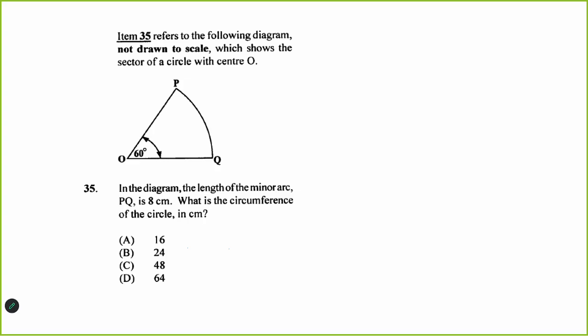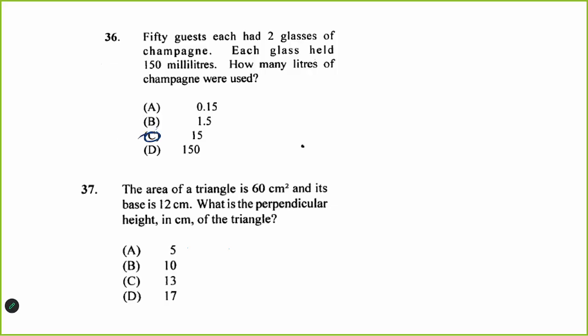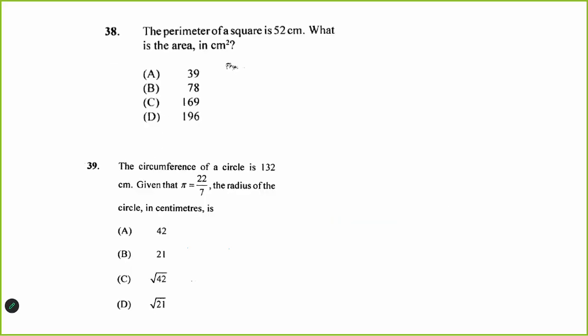This one here in the diagram, the length of the minor arc PQ is 8. What is the circumference? So that's 1 over 6 is 8. This is 48. This one here was 15 liters. This one here is 12 multiplied by what over 2? This is 10. So this is 60. 12 multiplied by what will give you 120, and your answer will be 10.